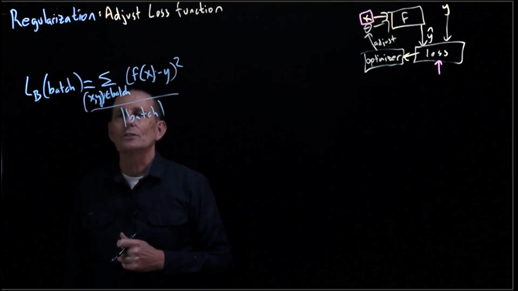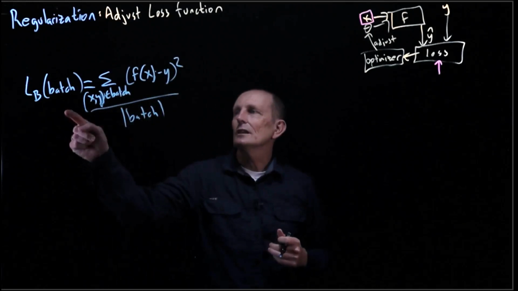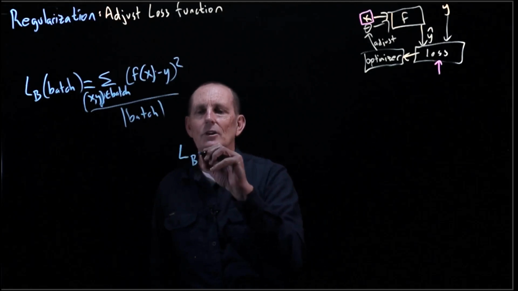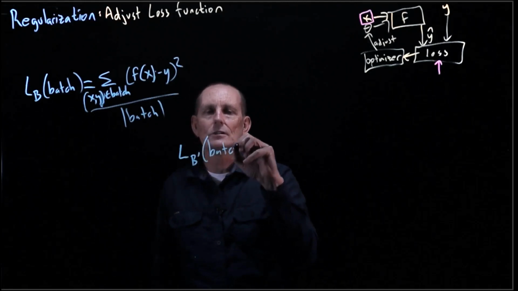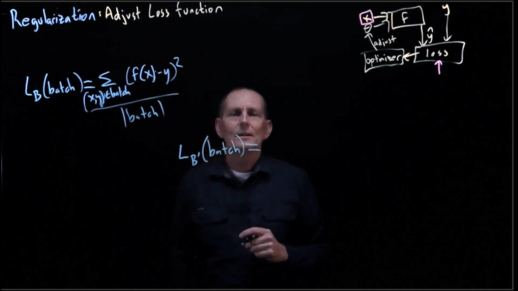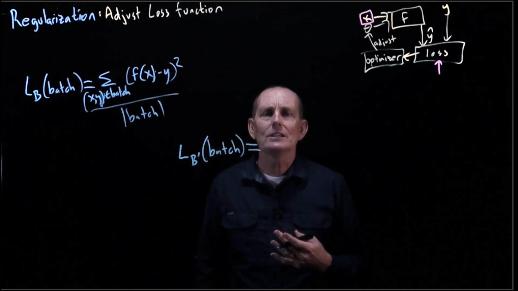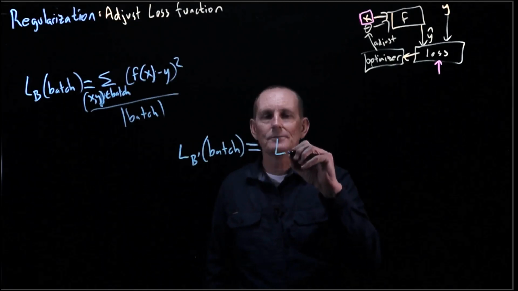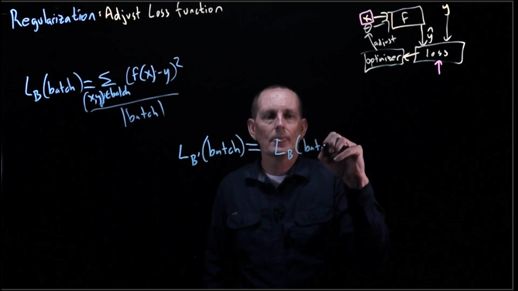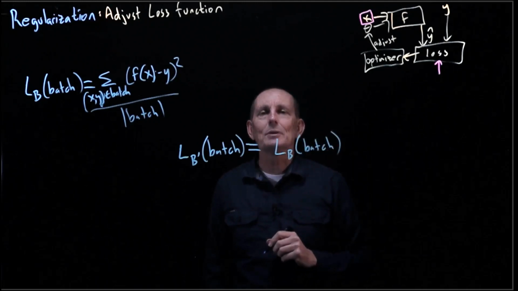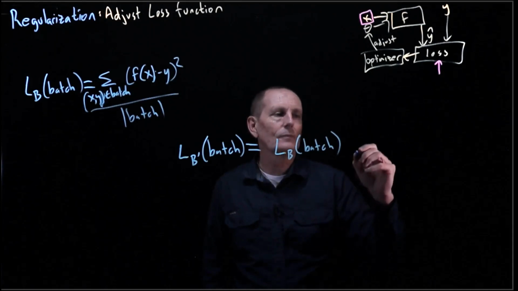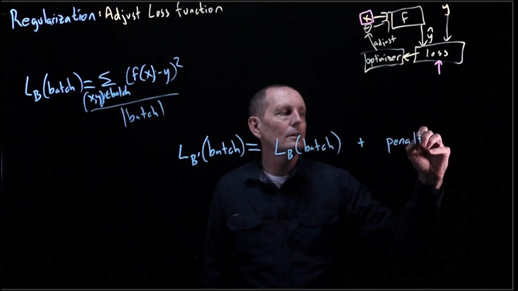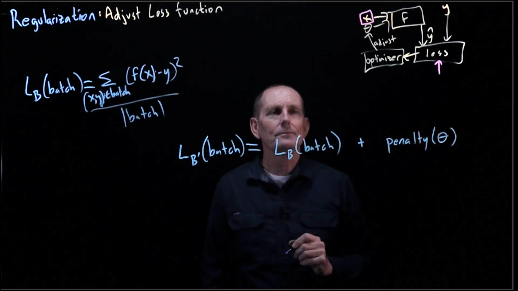The idea is we don't use this loss directly. Instead, we're going to use a new loss. So our new loss, I'm going to call L prime of the batch. And that we'll use some linear combination of, well, let's just use the old loss. And then we're going to add some penalty based on the complexity of theta.